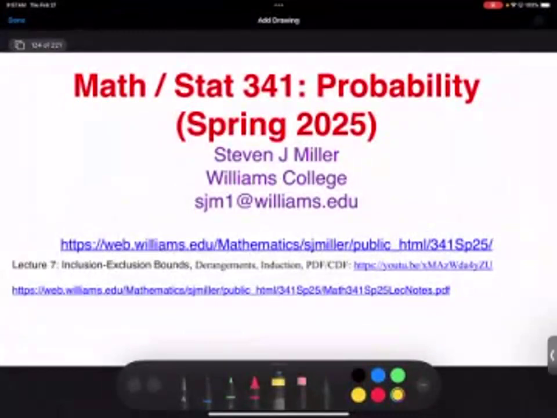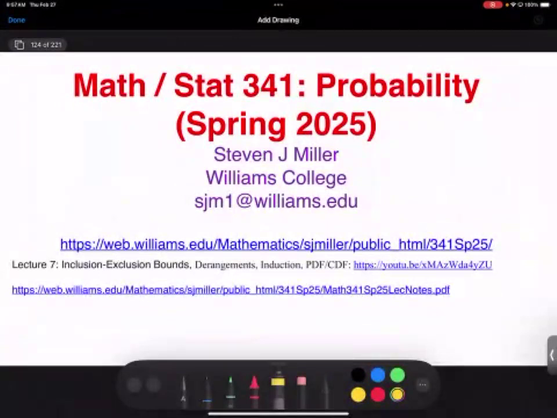Out of curiosity, how many of you have done proofs by induction? Oh, good. I can't tell if that was a yes or if you have an itch. Okay, so most of you have seen proofs by induction, which is good.